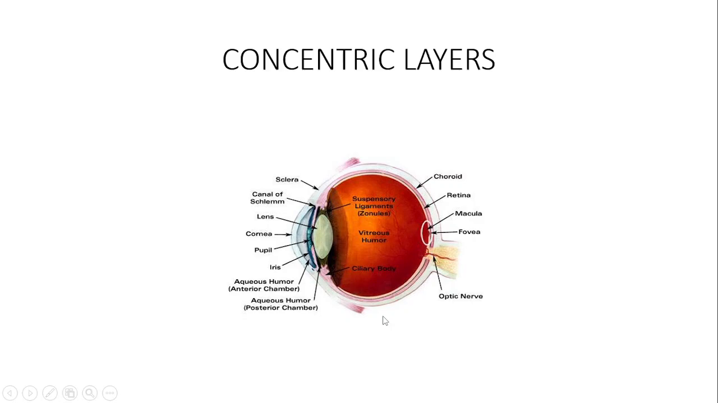So the innermost concentric layer is called the retina. What does it do? It helps us to see. Why? Because it contains cells that are known as photoreceptors. We have two major types, the rods and the cones. Photo means light, and receptor means receive. So photoreceptors are cells that receive light from the environment for us to see.